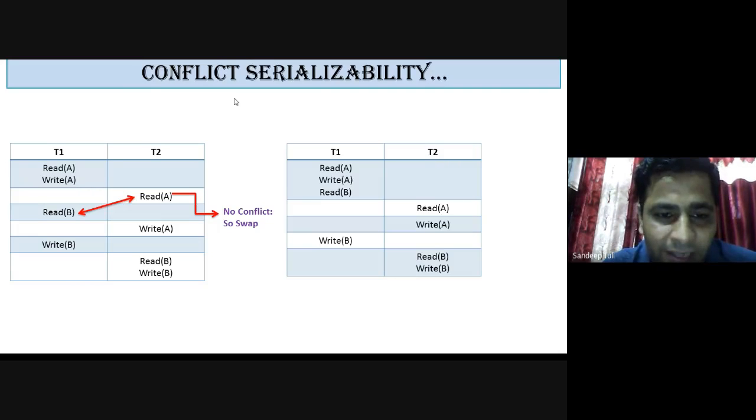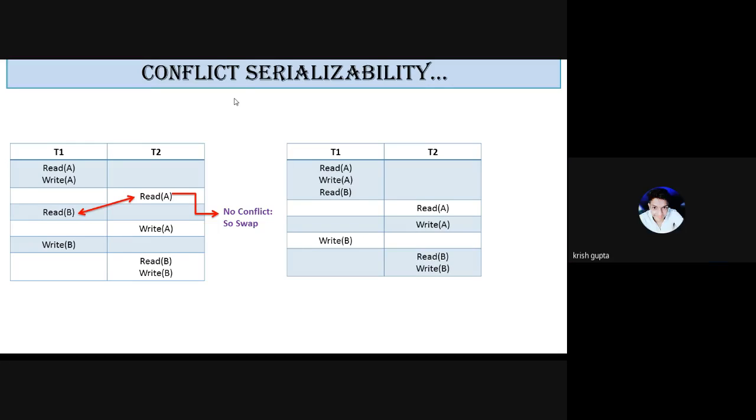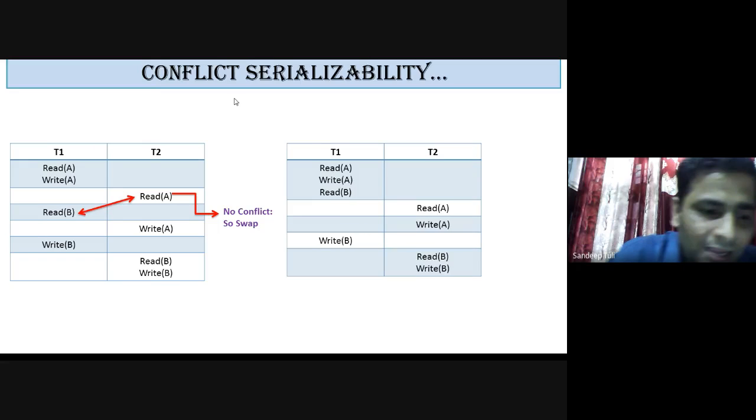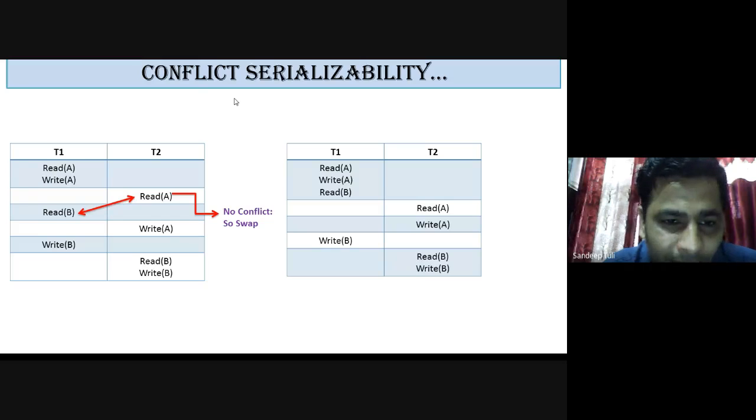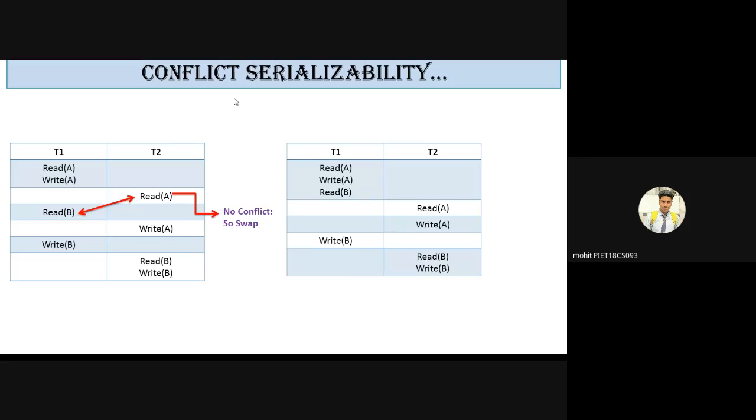Is it clear now? We have swapped the operations. So read B moves upward and read A is moved downward one step. Swapping does not mean that read B will become part of T2 and read A will become part of T1. I am moving read B upward one step in T1 only. Read B will remain part of T1 and read A will remain part of T2 only.